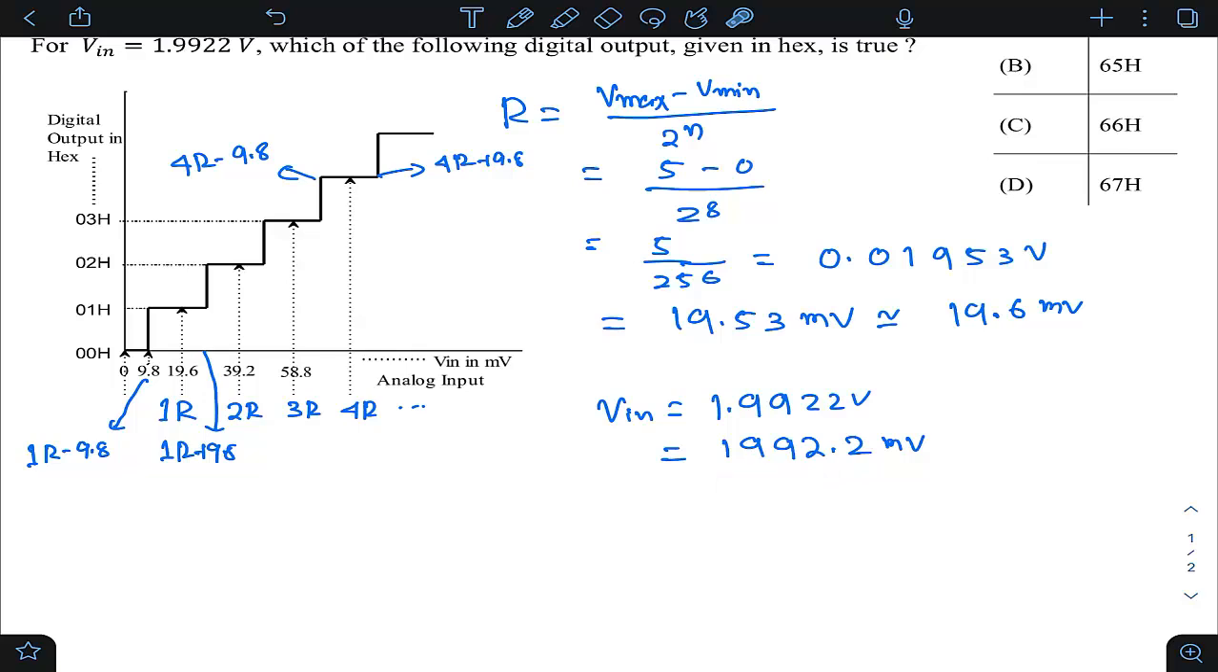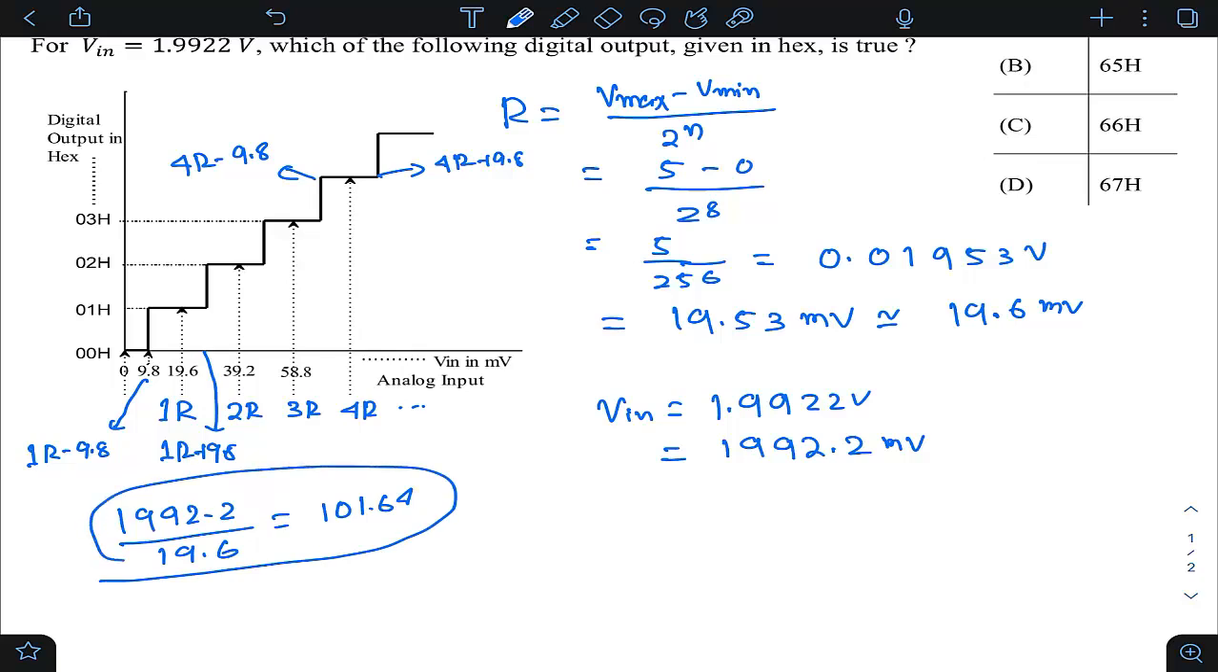Only for calculation, just to get an idea, if you do 1992.2 divided by 19.6, the answer is 101.64. You can check it once. Yes, this is coming as 101.64. So we got an idea about this number. Now let us see what is going to happen with respect to 101 and 102. What is the meaning of 101 and 102?